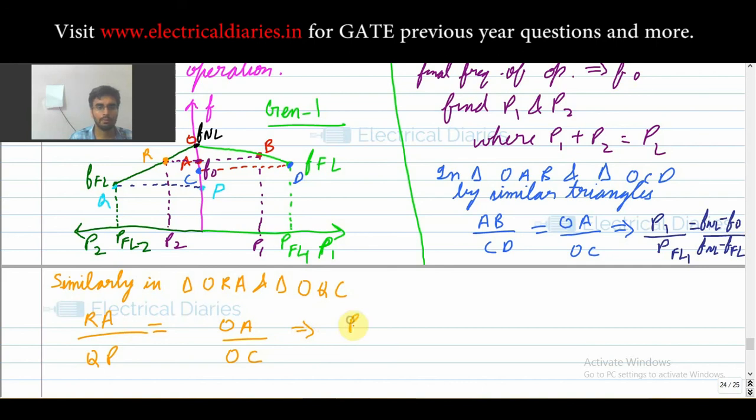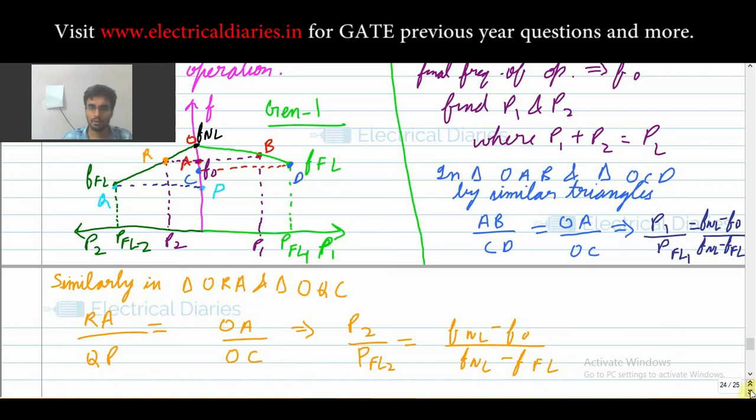RA is P2, QP is P full load 2, as a subscript. OA is FNL minus FO, and OC is FNL minus FFL. That is how you can similarly find P2 or anything. So that is the way to analyze. I have told you the basic way.